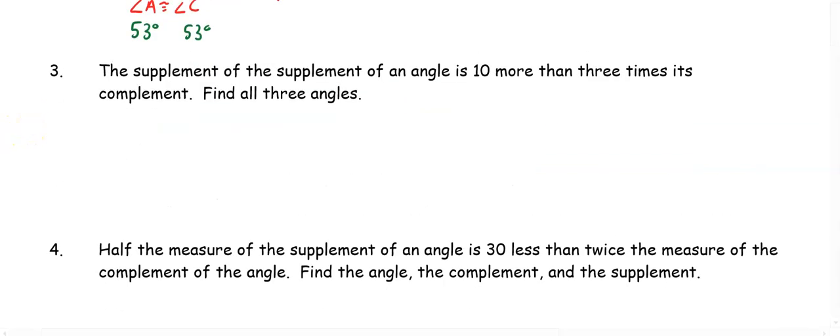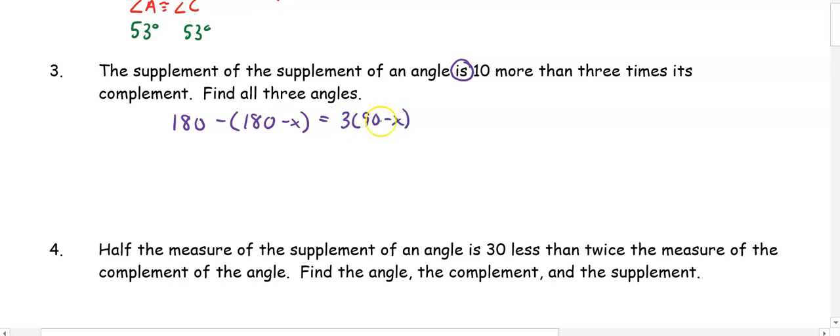In number 3, the supplement of a supplement of an angle is 10 more than 3 times the complement. So usually we do the supplement as 180, but if we're doing the supplement of the supplement, we want 180 minus, parenthesis 180 minus x, is equal to 10 more than 3 times its complement. So the complement is 3 times 90 minus x plus 10.